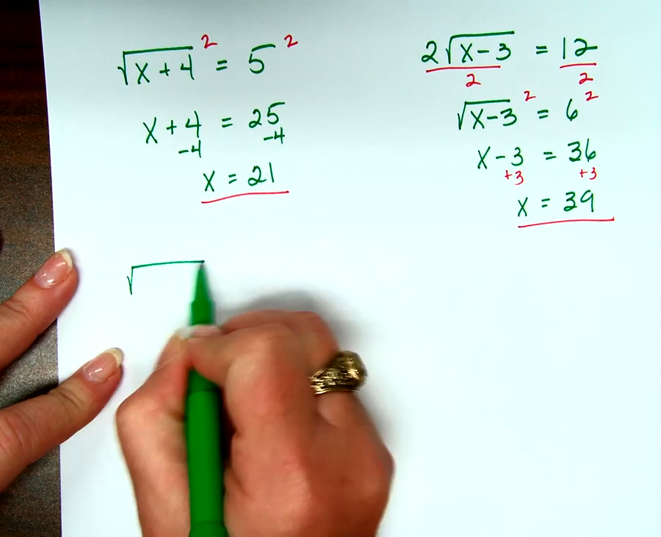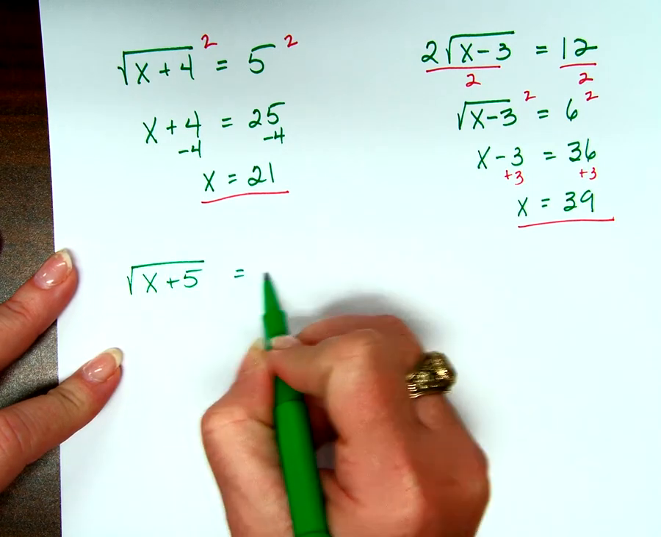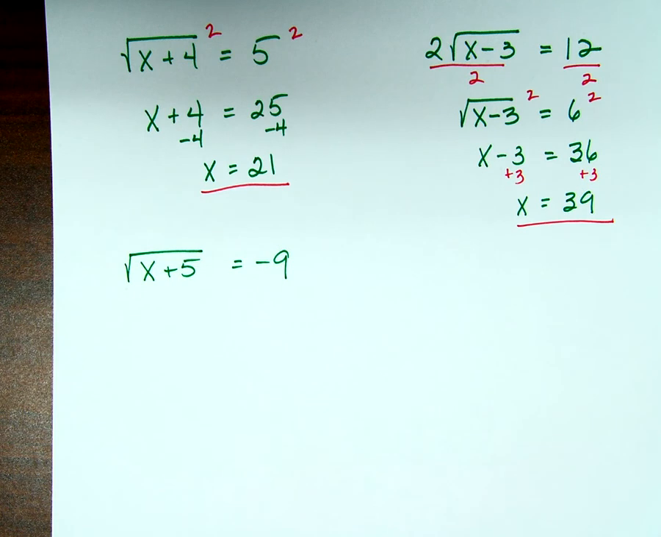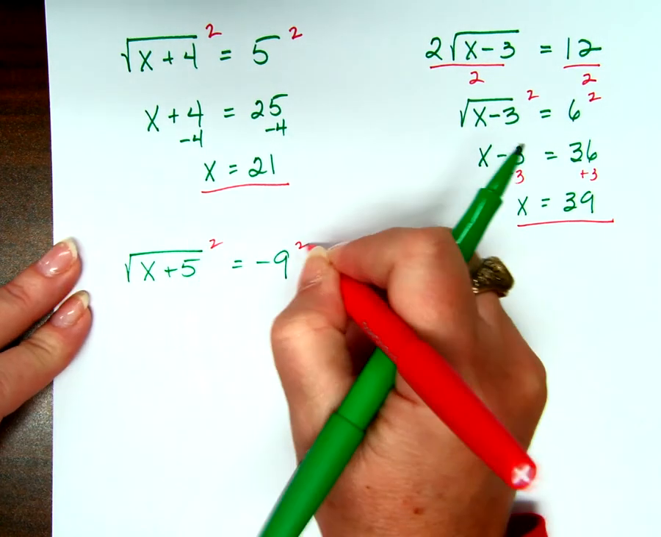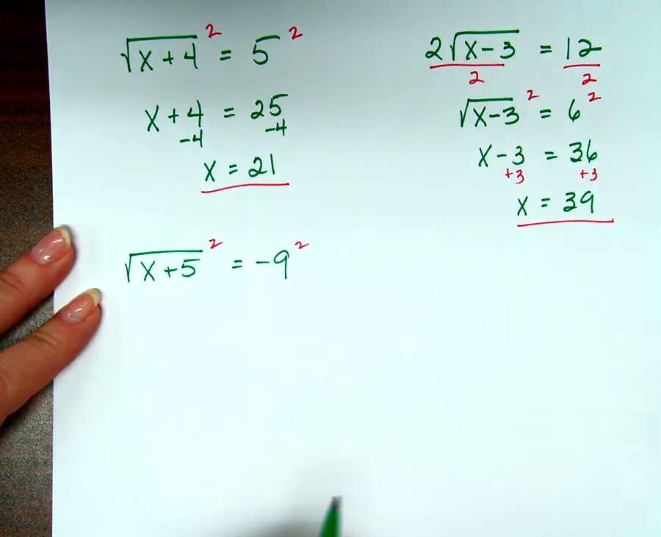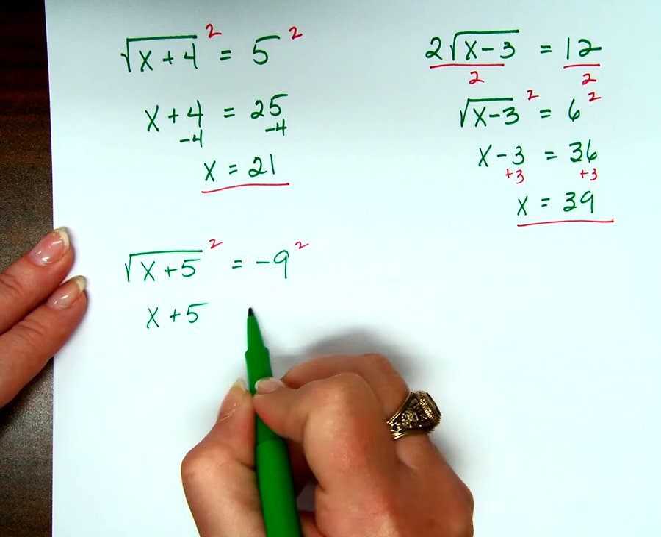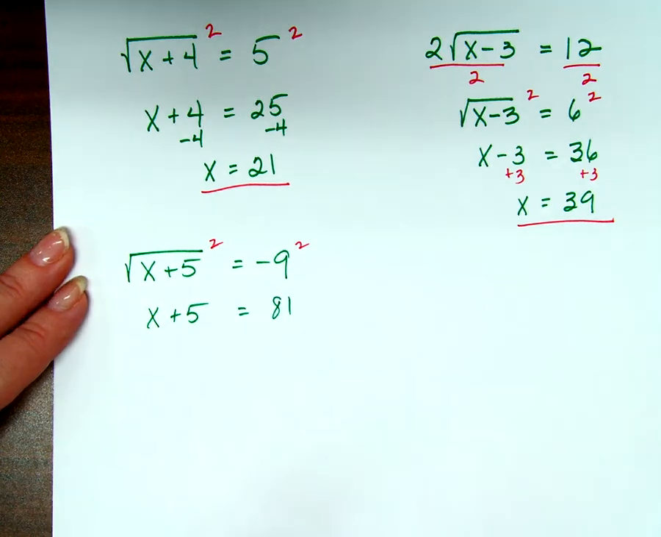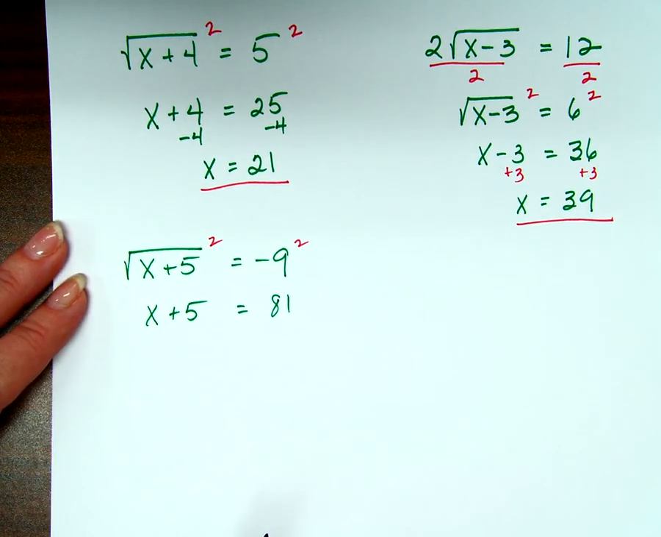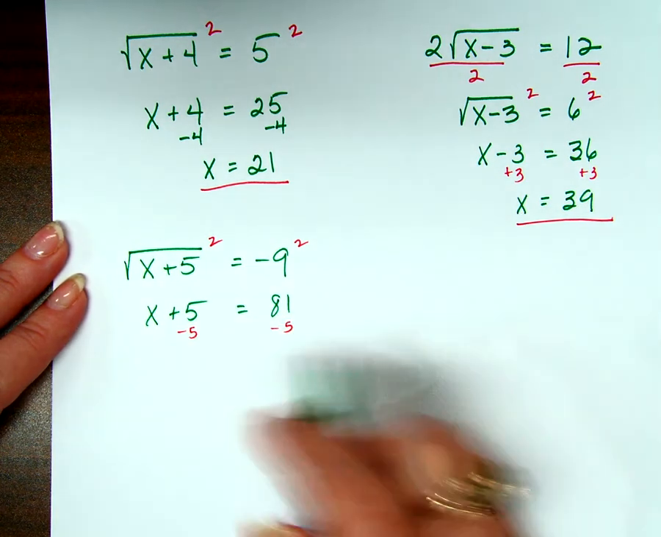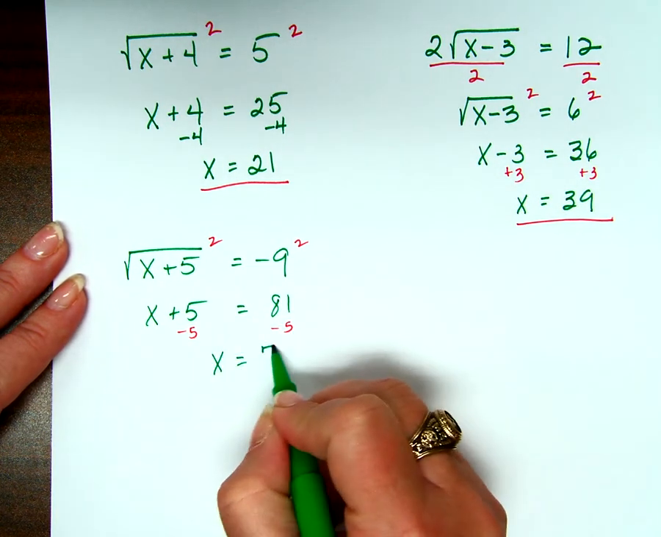Yes? Okay. The square root of x plus 5 equals negative 9. What should I do first? Square both sides, right? Square both sides. Because the radical's already isolated, right? On the left-hand side, what am I left with? X plus 5. And on the right-hand side? 81. And now to solve for x? Minus 5. Oh my gosh, this is so easy. 76.